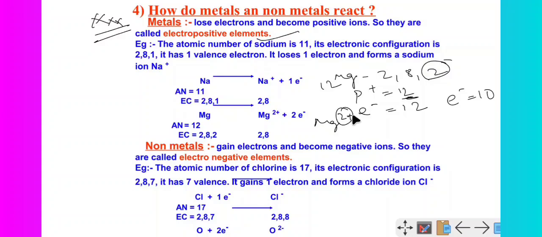This 2 plus indicates that this magnesium ion has a deficit of 2 electrons. 2 electrons are deficit in this Mg2 plus. So between Mg and Mg2 plus, which one is more reactive? This Mg2 plus is more reactive.